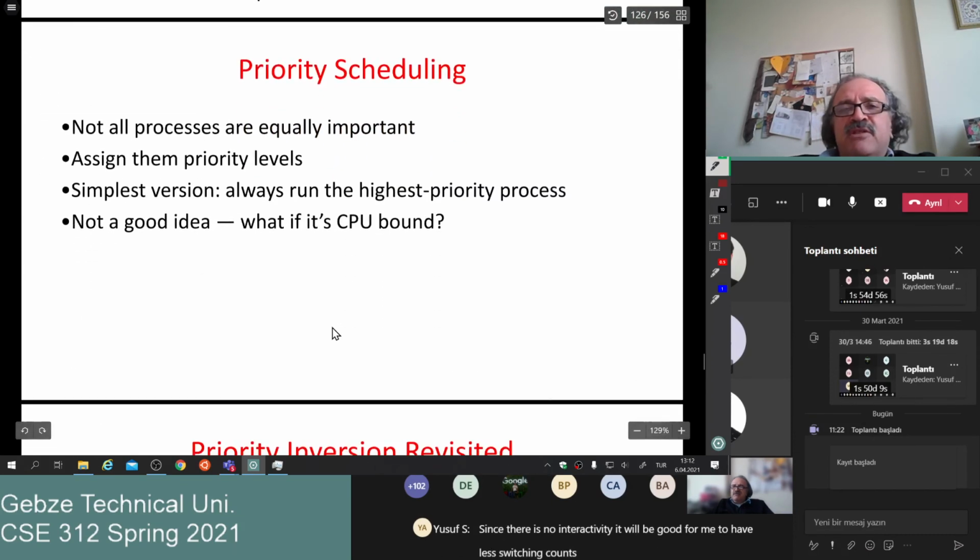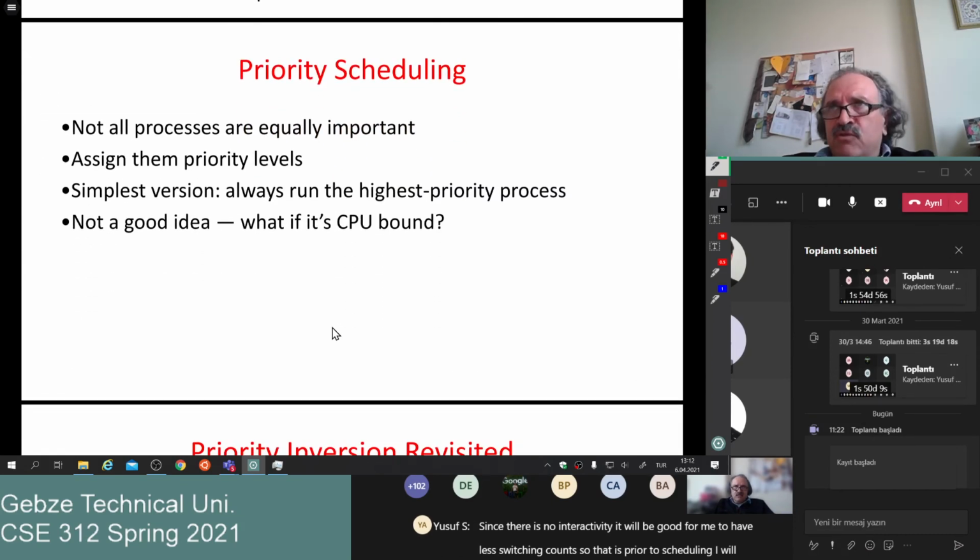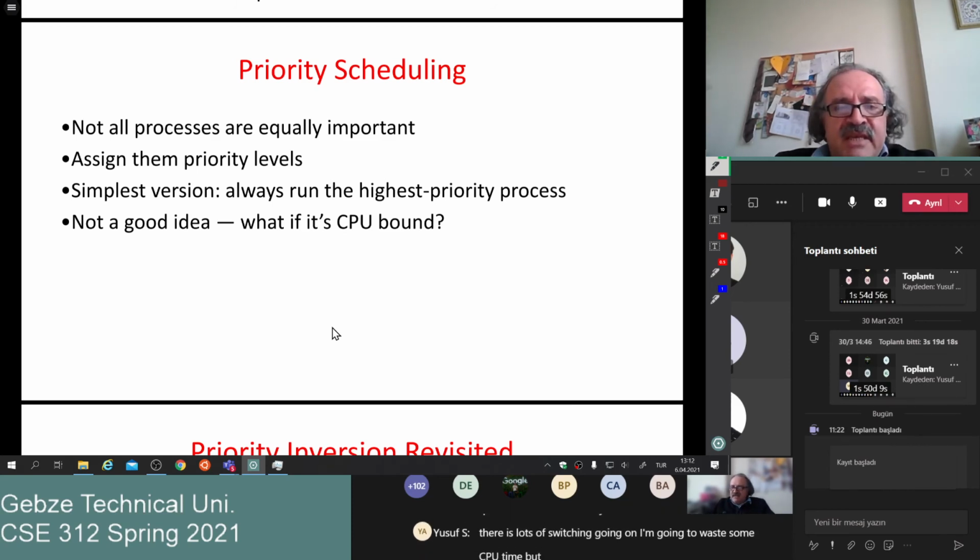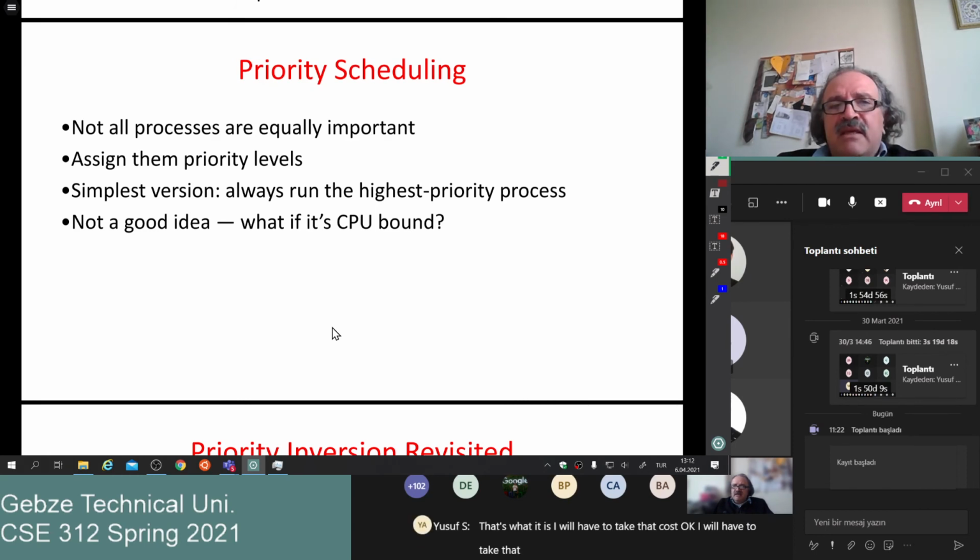So there is priority scheduling. I will have classes of processes. High priority processes, okay, they will be the interactive processes or the system processes. Their quantum times will be very small. So between themselves, there is lots of switching going on. I am going to waste some CPU time, but that's what it is. I will have to take that hit. But for the low priority tasks, I don't have to take the hit.